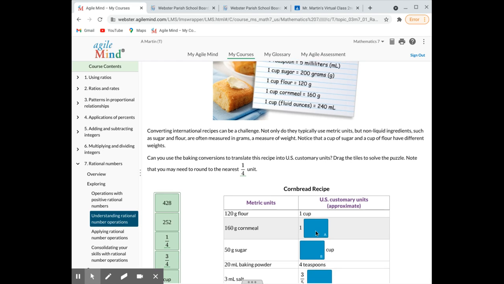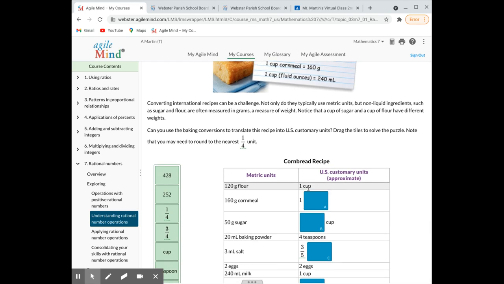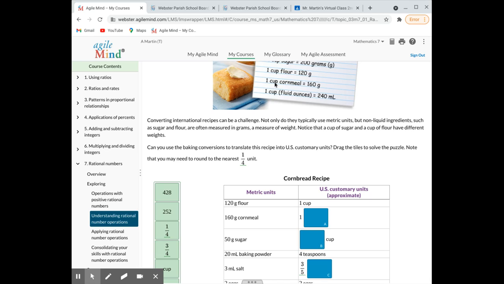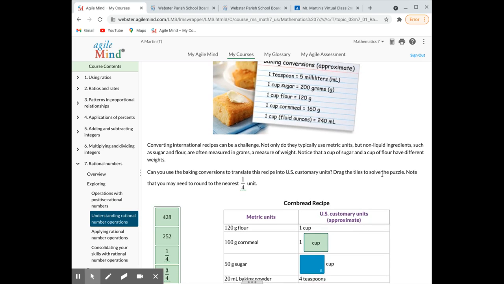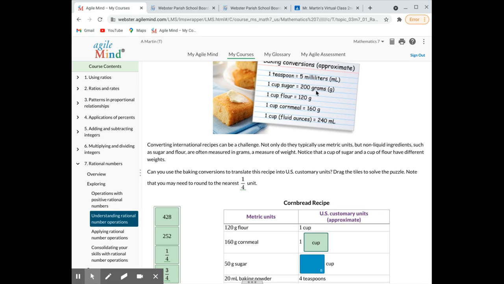So what's this going to be? 1 what? What did we just say? Cup. Yep. All right, so it says 50 grams of sugar would be how many cups? Well, 1 cup of sugar is 200 grams. So 50 is how much less than 200? That would be like dividing by what number? 4. Correct. So if I do 1 cup of sugar divided by 4, how many cups would that be? 1/4. Good.